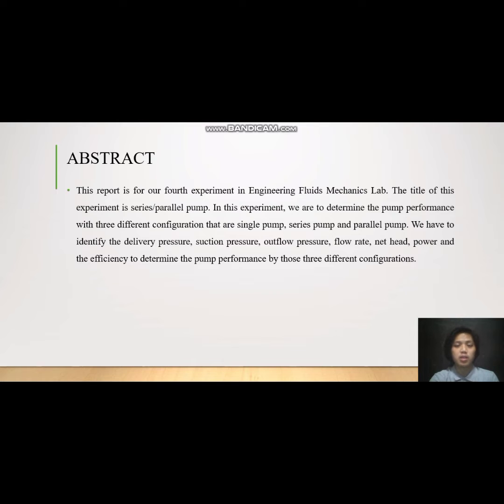In this experiment, we are to determine the pump performance with three different configurations: single pump, parallel pump, and series pump. We have to identify the delivery pressure, suction pressure, outflow pressure, flow rate, net head, power, and the efficiency to determine the pump performance by those three different configurations.